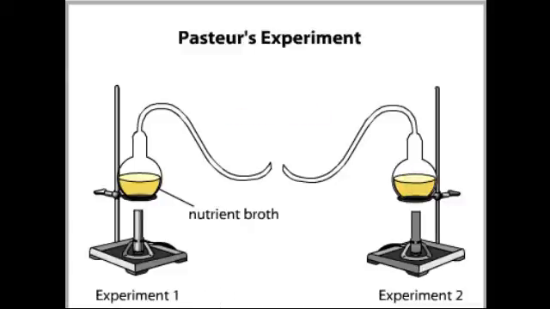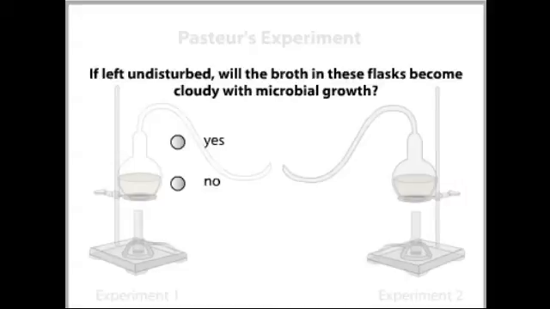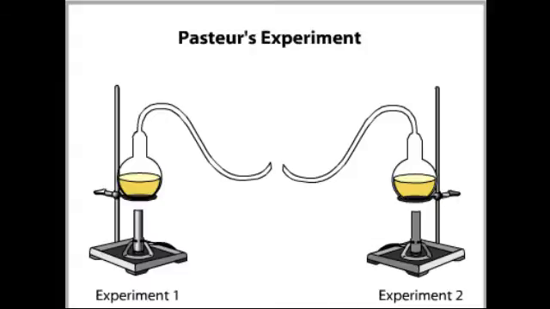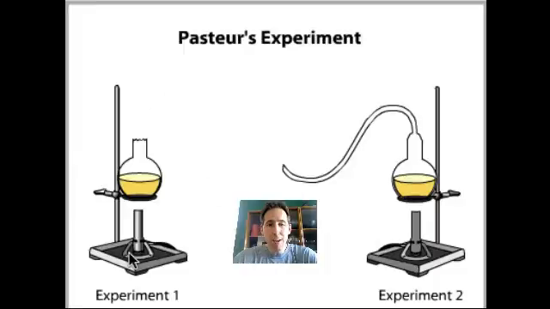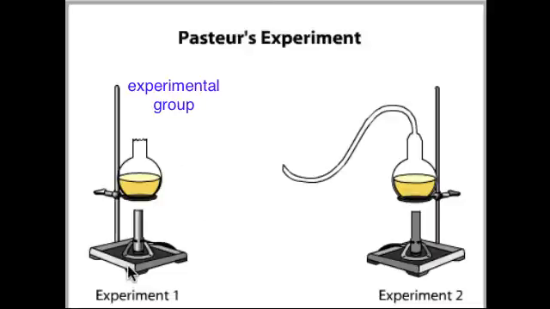In this case, the first thing he did was boil the broth, because you want to make sure to kill anything that was already remaining in there. Next, he broke off the neck of the flask from experiment 1. That's the only thing that's changing in the experiment. Everything else is staying constant. This would be our experimental group. It's the one we are experimenting on. This one we're just going to leave be. We're leaving everything the same. This is called the control group, because at the very end, we're going to compare what happens in the experimental group to what happens in the control group. That's the whole point.